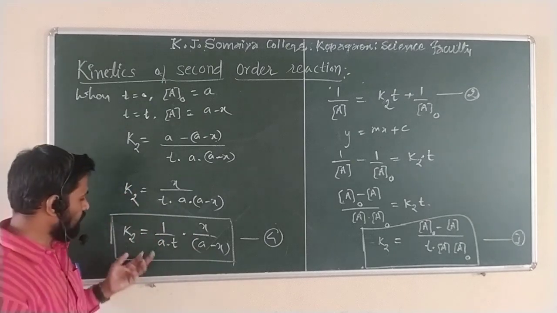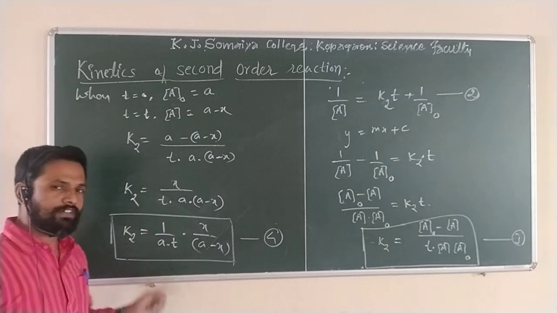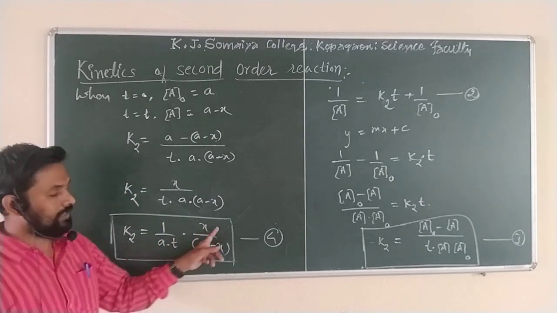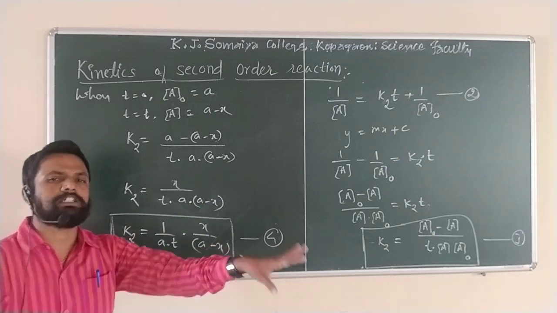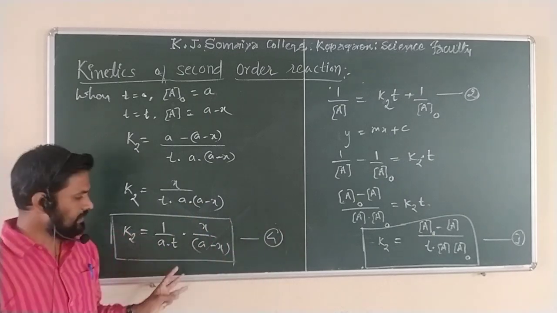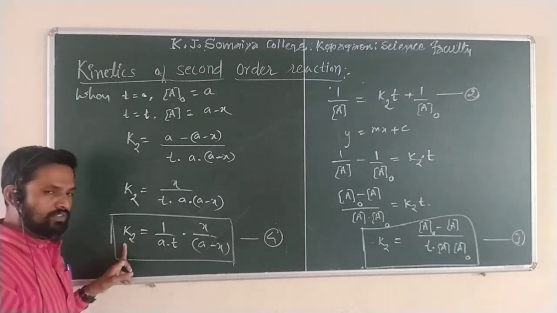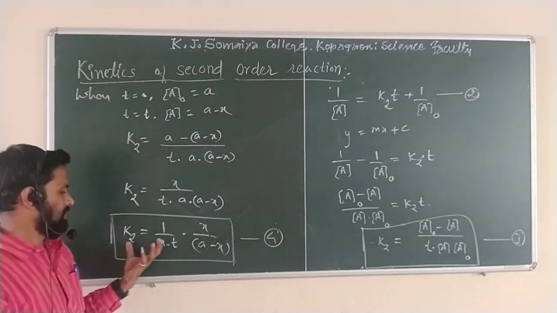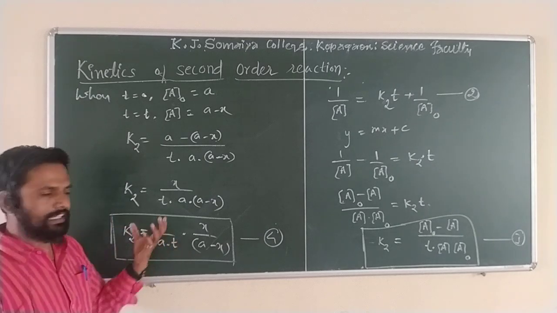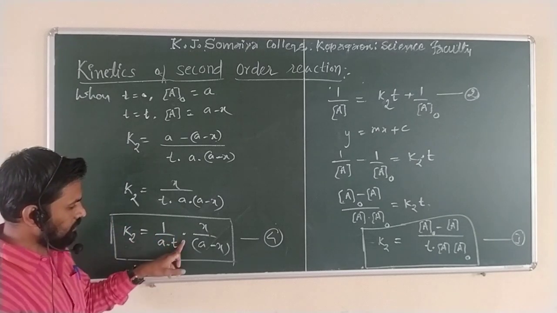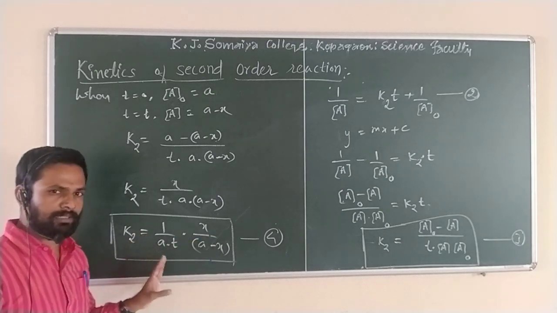This means whenever you find the rate constant, you require three concentrations. One, the initial concentration. Second, the product concentration. And third, the concentration of reactant at time t. You also require the time. Now the rate constant k2 equals this formula, or mathematical equation. Here we can find the rate constant for any second order reaction: 1 upon at into x upon a minus x. I hope you will remember it.